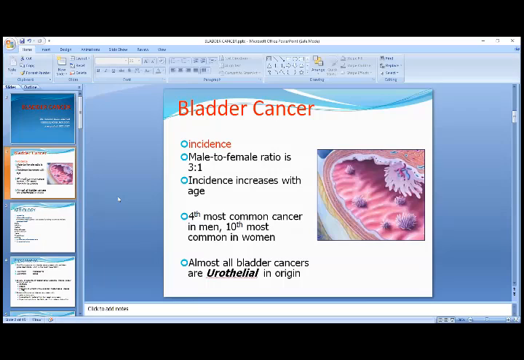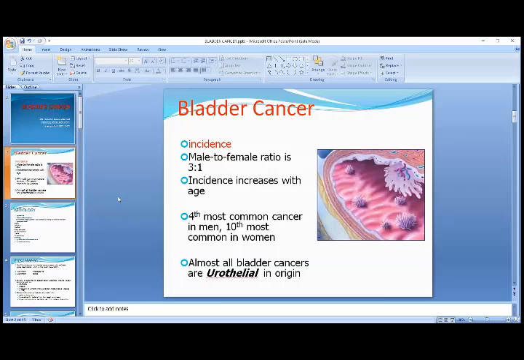Incidence of bladder malignancy increases with advancing age. It means that the population which is younger has less chance of getting this disease, whereas the population of more advanced age has more chances of having this bladder carcinoma.